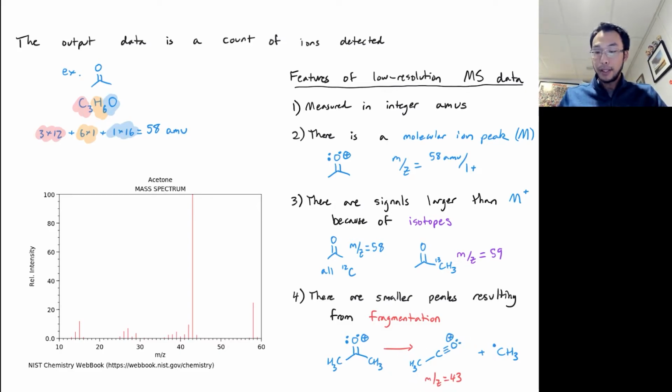Another important point is that we don't actually detect this species, the methyl radical, because it is neutral. It is not an ion. We do not detect it. It is not deflected successfully by the magnet, so it does not ever get to the detector.